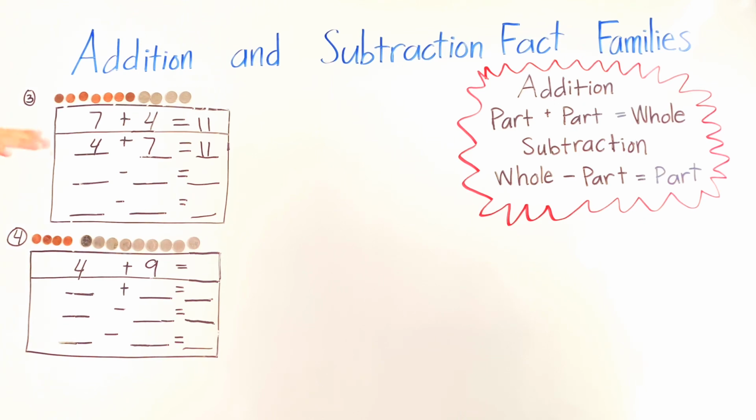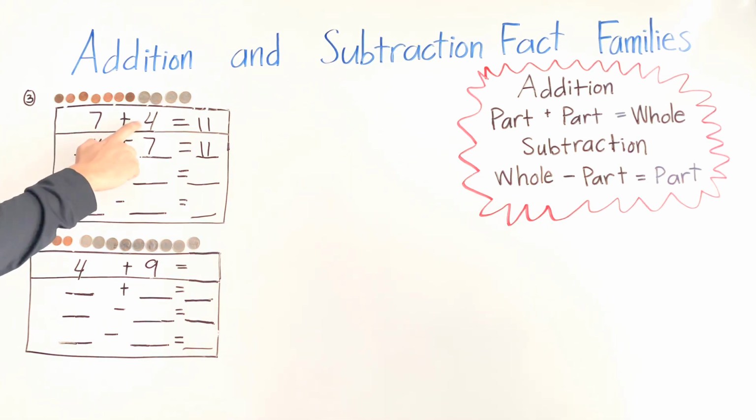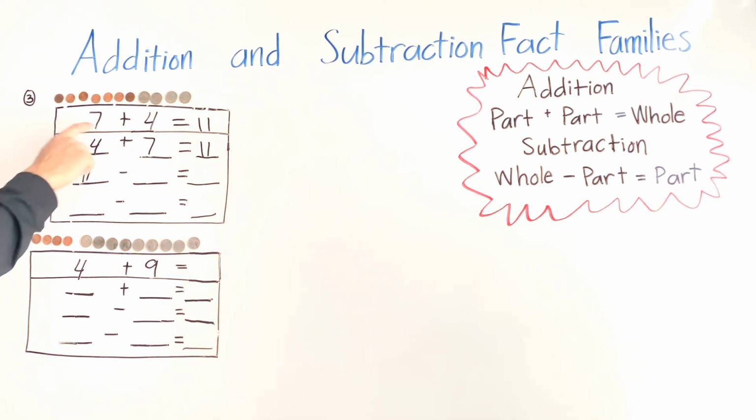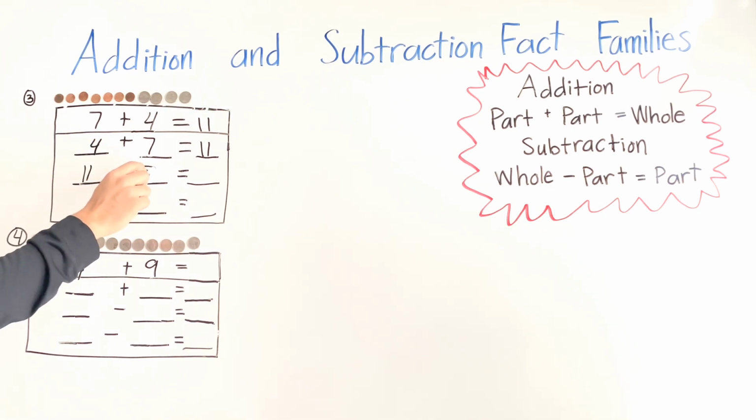On the right hand side, remember when we use subtraction, we use our whole, which is 11. So we go 11, and you get to choose which part you want to do first. You can use 7 as the first part, or you can use 4 as your second one. So I'm going to go ahead and use 11 minus 7.